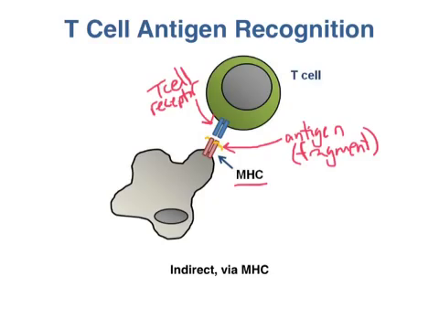So this is called indirect recognition, because the T cell only recognizes that antigen after it's been taken in and broken down and processed into fragments, and then those fragments need to be offered up on the MHC molecule. And that's called antigen presentation. So the cell that's actually presenting, that's actually offering that antigen fragment up to the T cell, is called the antigen presenting cell.